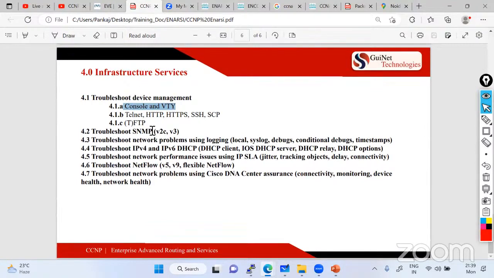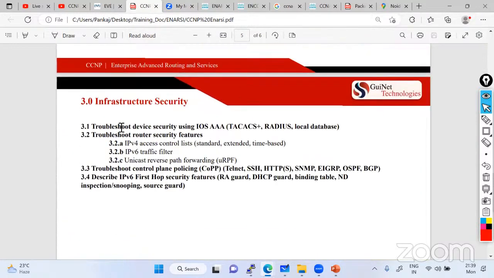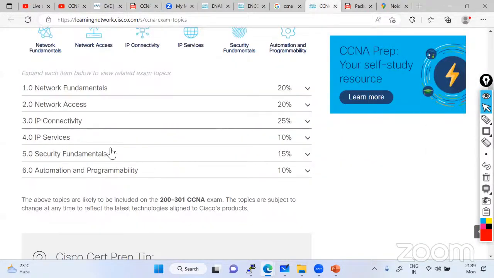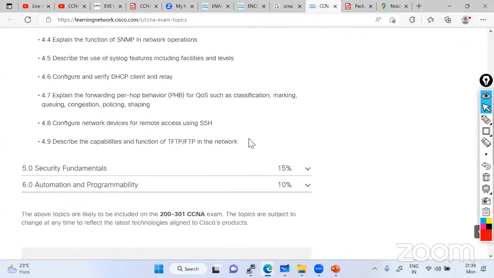Infrastructure services: again Telnet, SSH, local debug, conditional debug, timestamps, troubleshooting IPv6, DHCP client, IOS DHCP server, DHCP relay, helper address, DHCP options, NetFlow troubleshooting, v5, v9, how it is going to be configured, Cisco DNA Center, how it is going to monitor the device, how we can troubleshoot that. These are quite easy topics in ENARSI because they are more about infrastructure services, troubleshooting and management. These two sections are very easy to understand if you're coming from ENCOR. All are mostly covered.